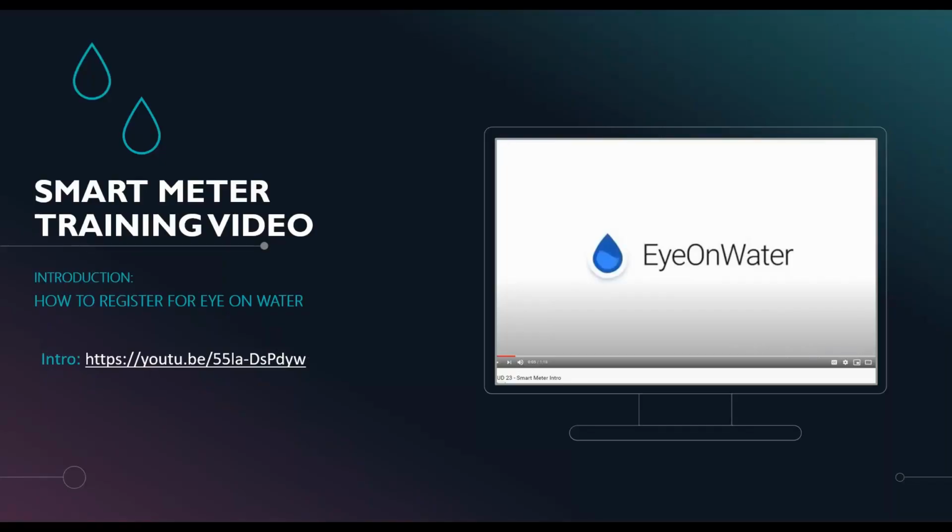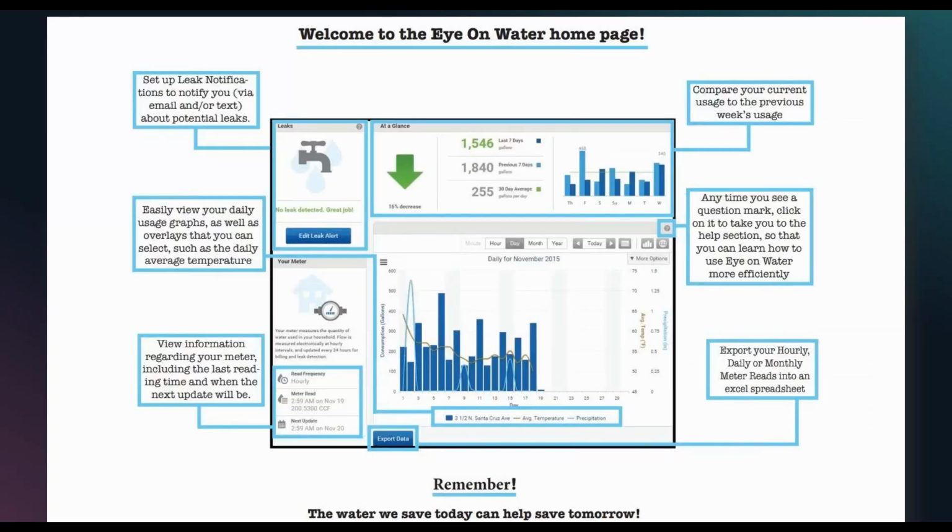Okay, great. So now that we've seen that smart meter training video, Gina, I'd like for you to show us the Eye on Water homepage, how to set up an account, avoid some common mistakes, and then how to set up our leak alert and download our app. Lots of things to do, but once we get all this done, it's very beneficial for us. Thank you, Gina. That's right, it is very beneficial.